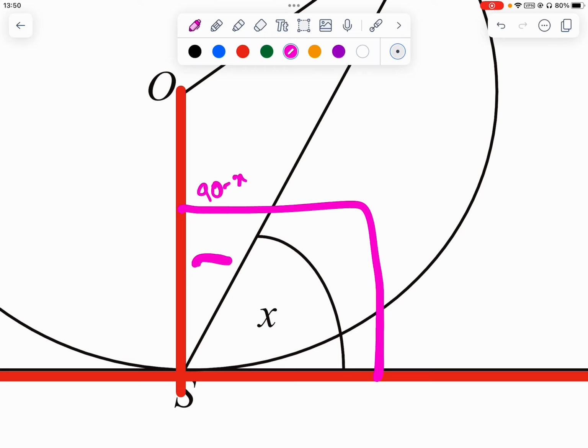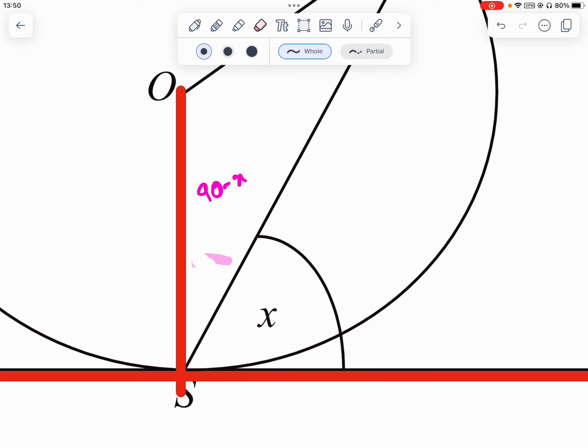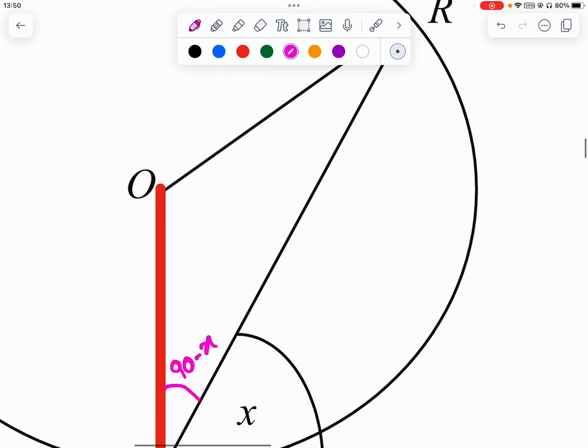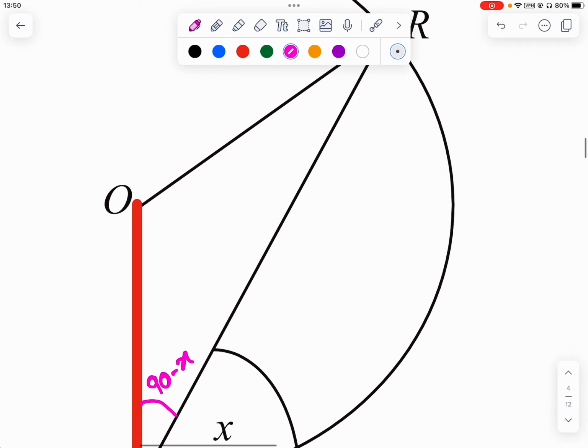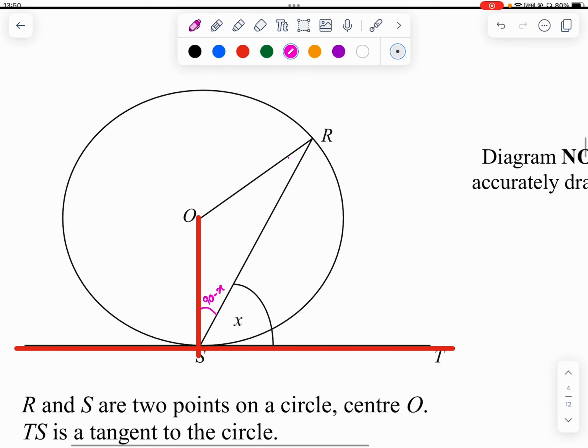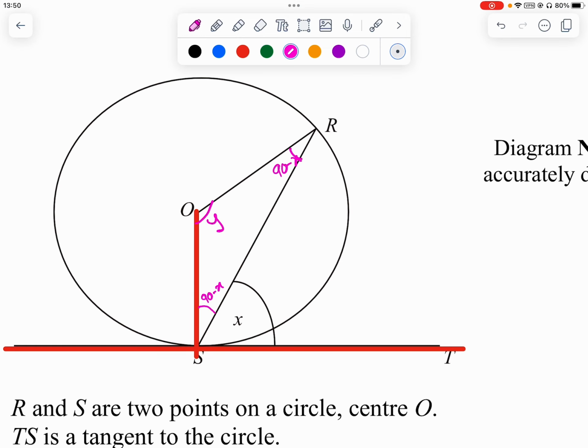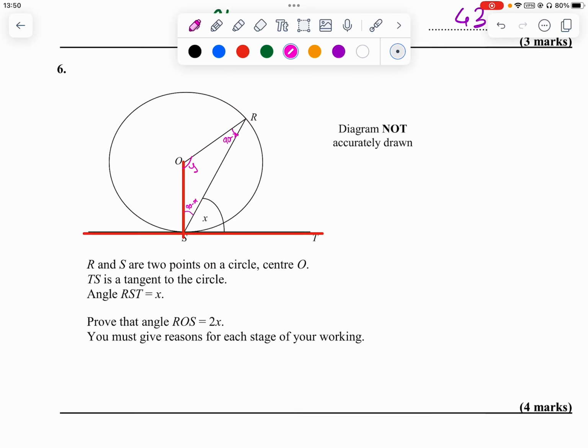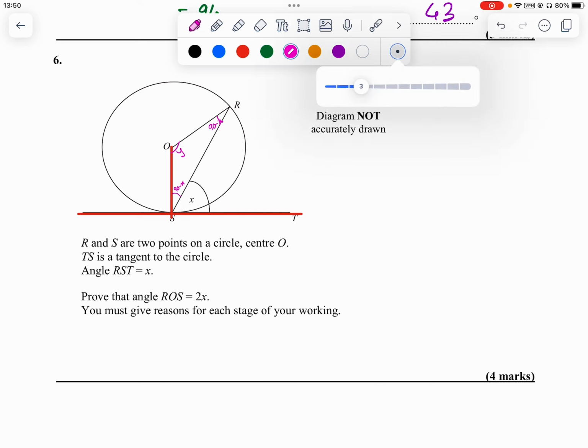So I erase this line for a moment. So the remaining angle becomes 90 minus x. If that is 90 minus x, this angle also becomes 90 minus x. And this angle is y. So sum of all angles in a triangle is 180 degrees. So what am I going to write?